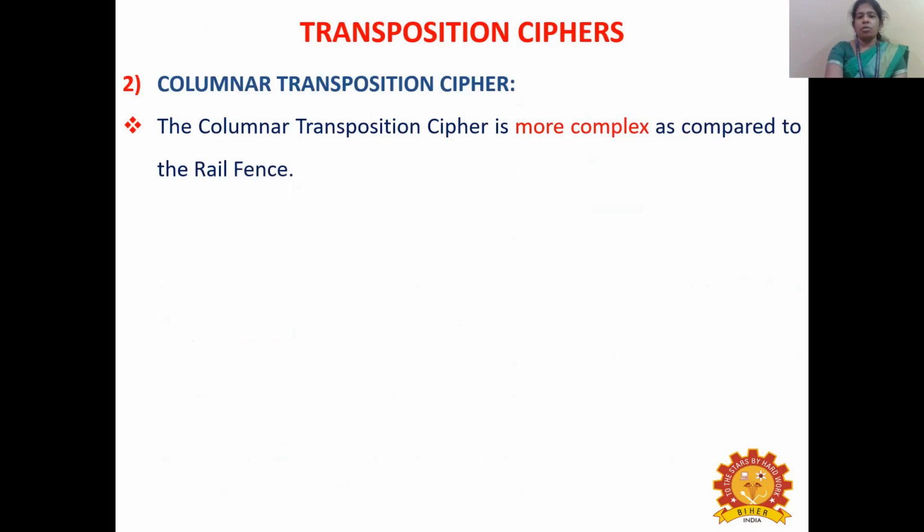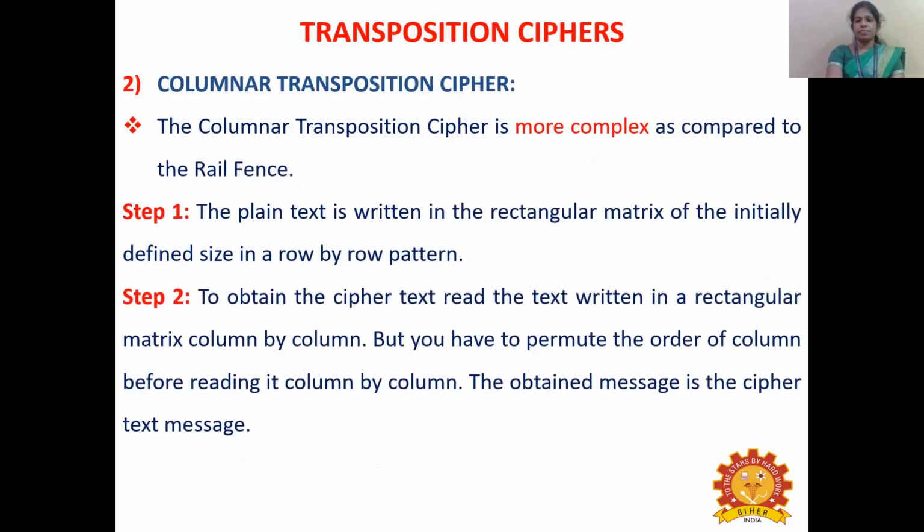Moving on to the next type, columnar transposition cipher. Columnar transposition cipher is more complex as compared to the rail fence cipher. Step 1: the plain text is written in a rectangular matrix of an initially defined size in a row by row pattern. In the previous type, we followed the diagonal form. Here we are following the matrix form, a rectangular matrix.